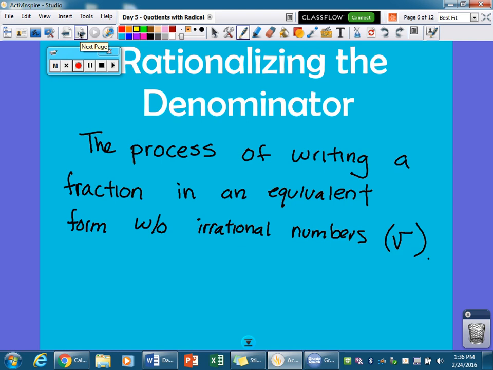All right, so here is your definition. Rationalizing the denominator, and inside that box, it is the process of writing a fraction in an equivalent form without irrational numbers, meaning our radical sign. Okay? That's what we're doing. So take a second to write that.